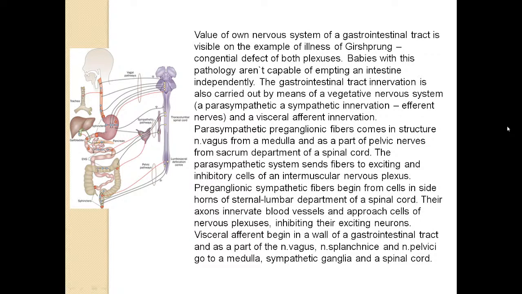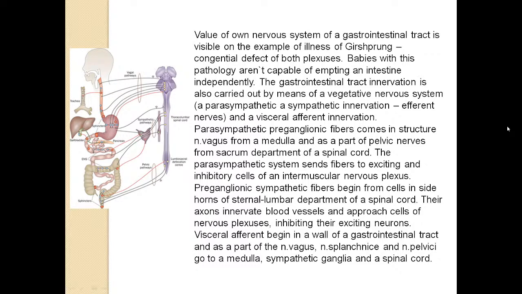Parasympathetic preganglionic fibers come in the structure of the nervus vagus from the medulla, and as a part of the pelvic nerves from the sacral department of the spinal cord. The parasympathetic system sends fibers to exciting and inhibitory cells of an intermuscular nervous plexus. Preganglionic sympathetic fibers begin from cells inside the horns in the thoracic-lumbar department of the spinal cord.